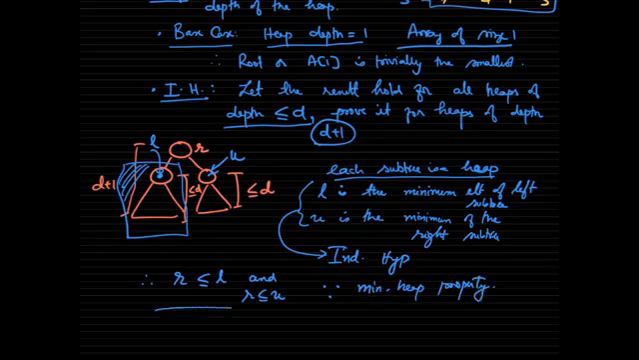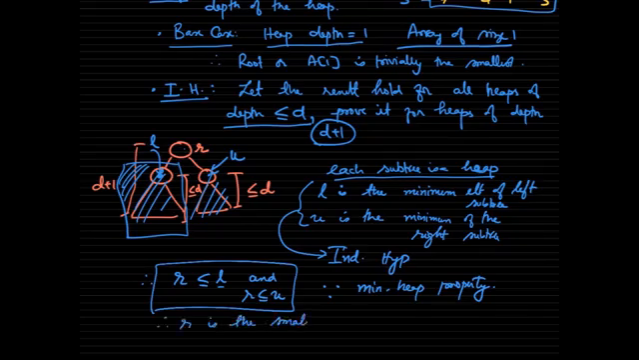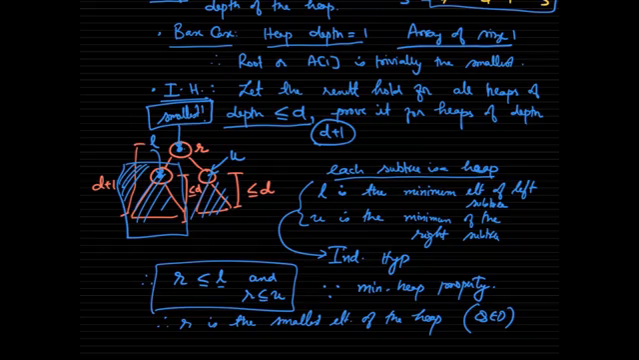Now combining the two: L is already the smallest in the left, U is already the smallest in the right, and R is smaller than L and U. Therefore, R is the smallest element of the heap. QED. So this is how the induction proof goes. All right, so what have we proved? We proved that because of the min-heap property, the element at the top has to be the smallest. Or in the array sense, the element at the very first position has to be the smallest.